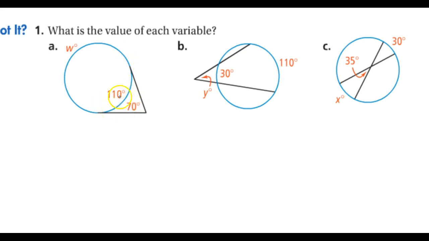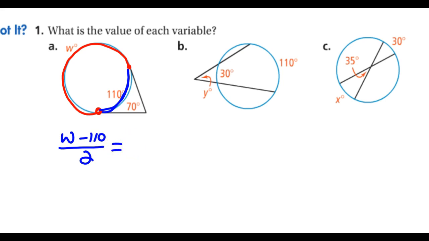So on this one, take it you've already paused and tried these out, right? All right, on this one, it's going to be the big arc. Where's the big arc? It starts at that tangent line going all the way around. It's W minus the small arc. The small arc is 110. So W, big arc, minus 110 divided by 2 is equal to 70. Solve for W. Multiply both sides by 2. W minus 110 equals 140. Add 110 to both sides, and 250 equals W degrees.